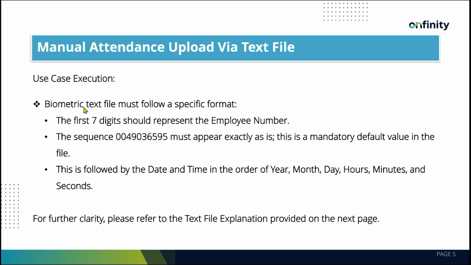Here, the biometric text file must follow a specific format. First, the employee number should be represented by 7 digits. The sequence 00490365595 must appear exactly as is. This is a mandatory default value in the file. This is then followed by the date and time, in the order of year, month, day, hour, minutes, and seconds. For more clarification, we will move to the next page.